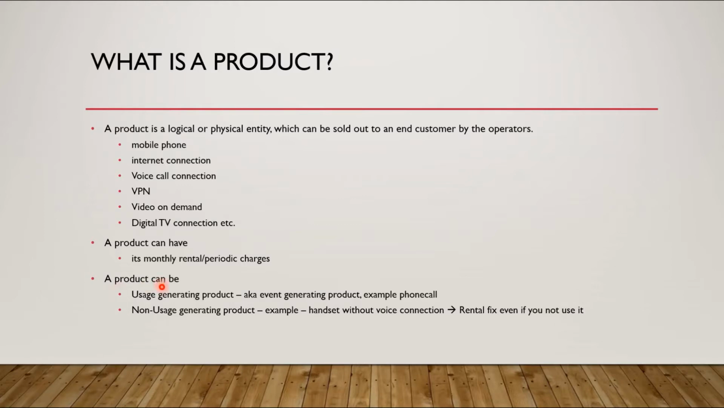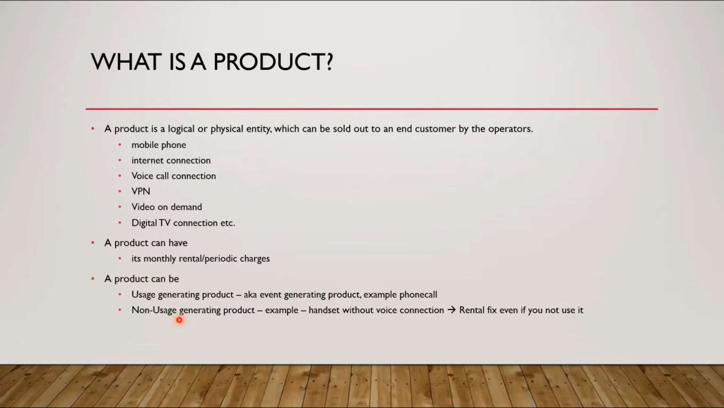A product can be of two types: usage generating product, also known as event generating product. Like if I'm making a voice call, I'm generating an event. Whatever the charge for that particular voice call, either it is a ₹5 call or a $1 call or a $2 call, it is a usage generating product. So a product can be usage generating or non-usage generating.